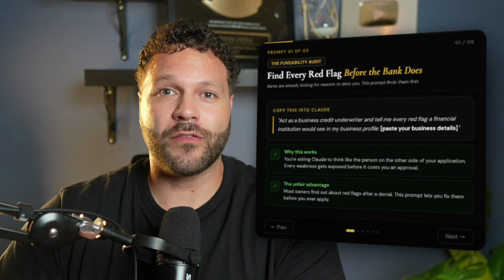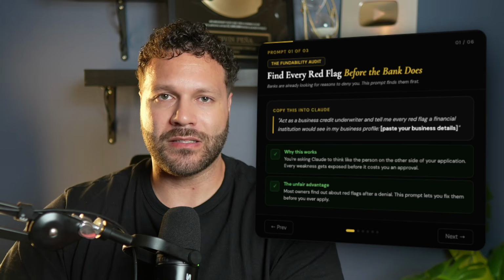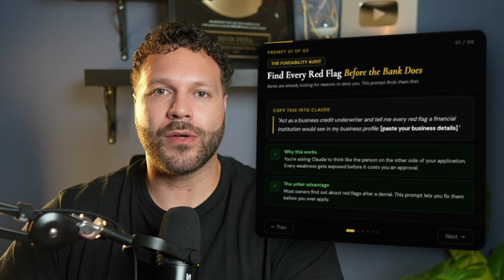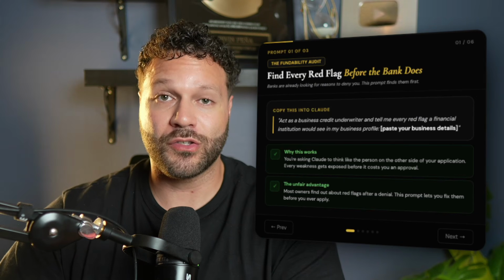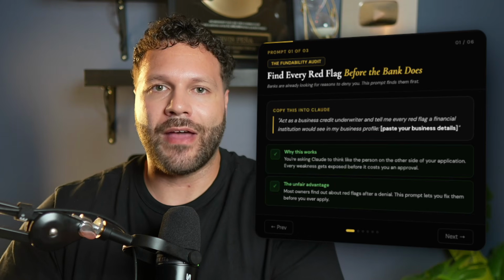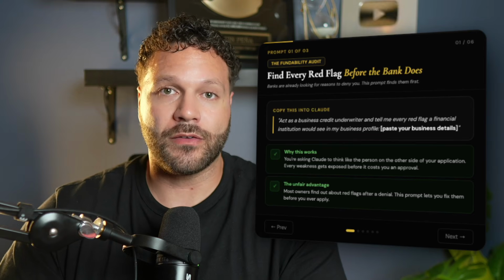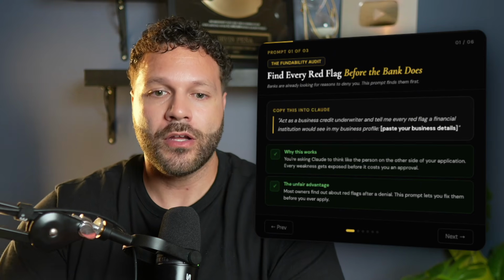All right, so starting off, the first genius prompt is going to find every red flag before a bank does. This is crucial because the last thing I want to do as a business owner is walk into a bank or a financial institution that I think I'm going to get capital from, that I can grow and scale with, only to find out that I'm denied because there were some things that came up on the file that I could have found out earlier using this prompt.